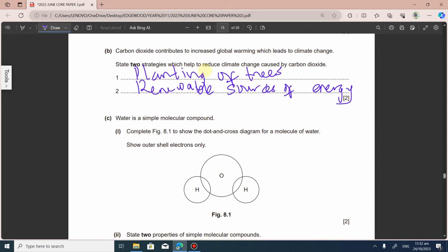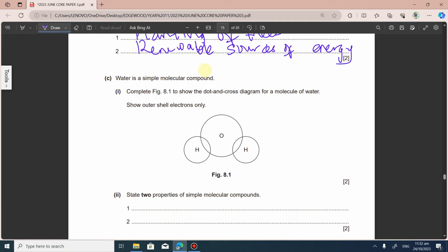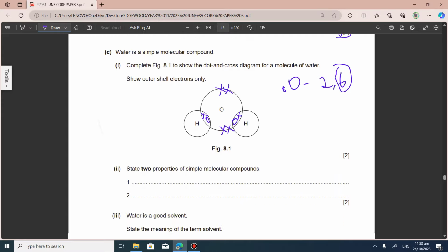The next question, what is a simple molecular compound? Complete figure 8.1 to show the dot and cross diagram for a molecule of water and show the outer shell electrons only. Now, the electronic configuration of oxygen is 2, 6. Okay, and we are asked to show only the outer one. So if we show only the outer one, we are only concerned with the 6 electrons here. So let's start by doing 1 here, 2, 3, 4. So we've distributed 4, so let's distribute the rest, 5 and 6. So we've drawn oxygen. Now hydrogen just has one electron. So hydrogen's contribution here, which forms the covalent bond, is here. This is hydrogen's contribution to bond to form water. It's as simple as that.